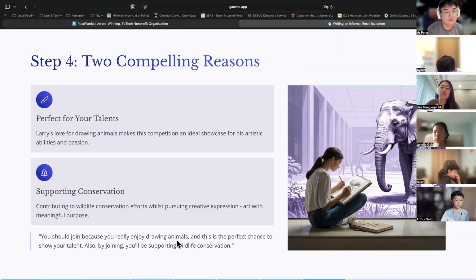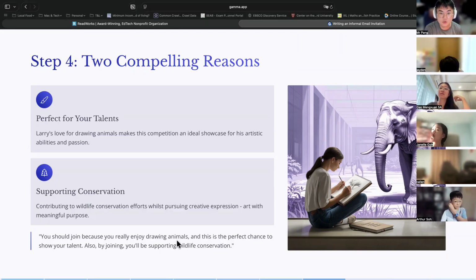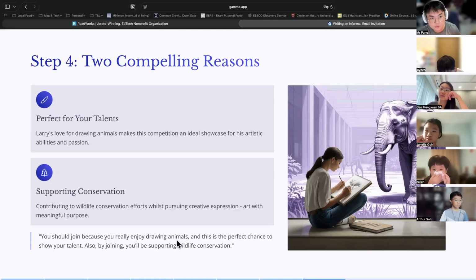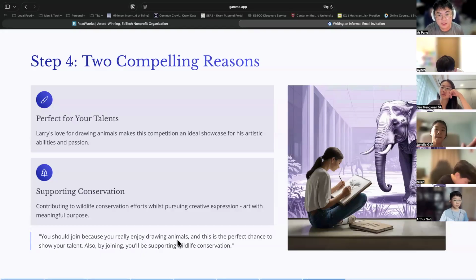And then also, I'm using a connector. You can use firstly and secondly, right? Same as oral, right? Because you're trying to convince. You can say you should join firstly because you enjoy drawing animals, right? It's a perfect chance to showcase your talent. And secondly, you'll be supporting wildlife conservation. You can do that too. Okay, so a lot of things that you learn in oral, you can apply in writing, especially in this case when we are talking about persuading your cousin. Okay, all good so far, everybody? Any questions? No, right? Quite straightforward, right?